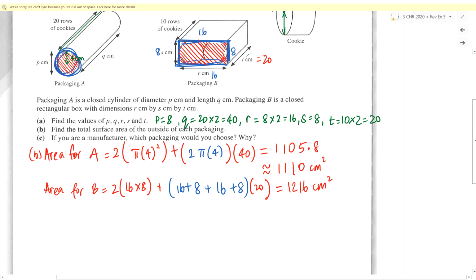If you are a manufacturer, which packaging will you choose? Part C. What will you choose? I will choose A. Because it is smaller. It has a lower surface area.